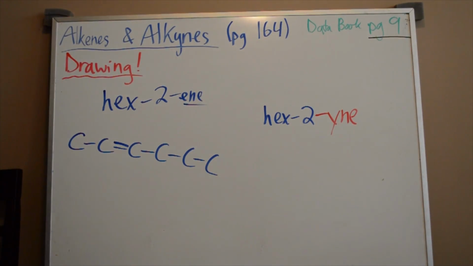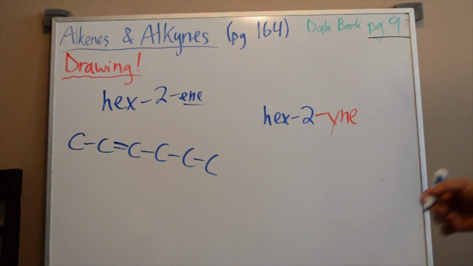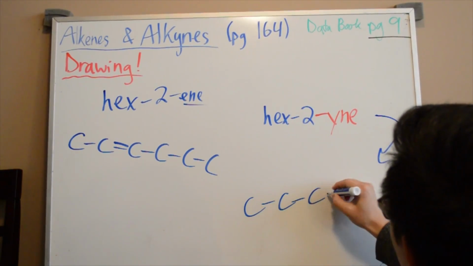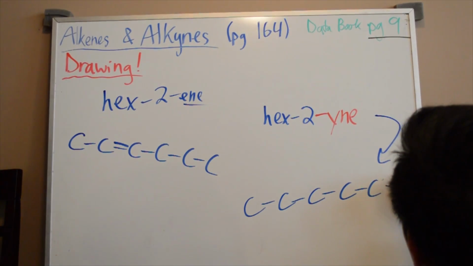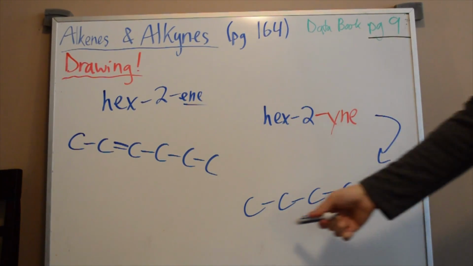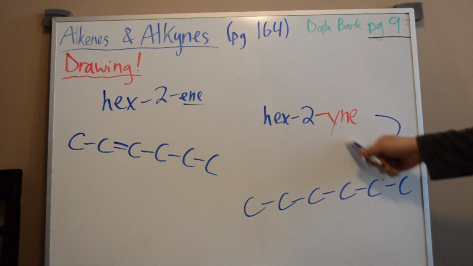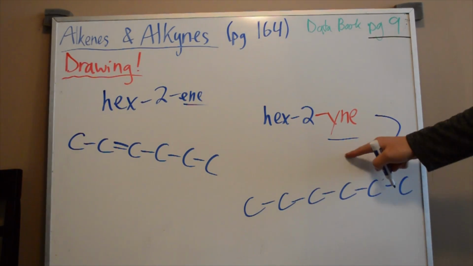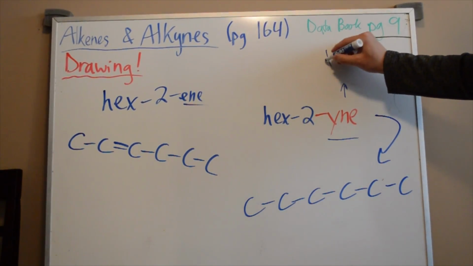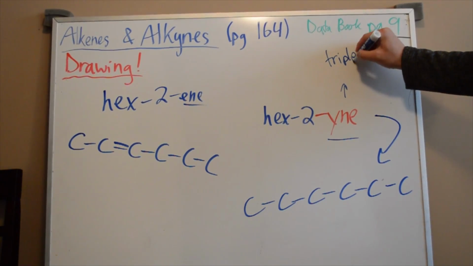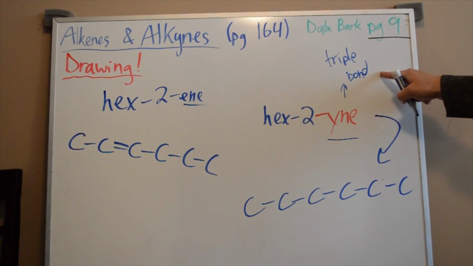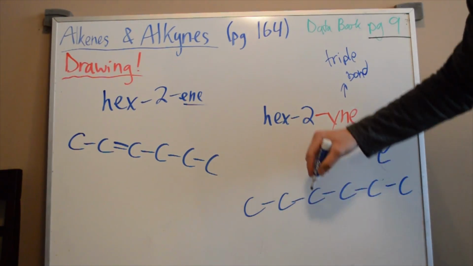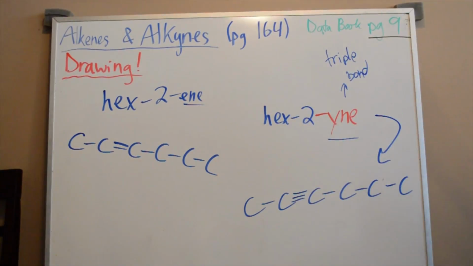What about hex-2-yne? Hex-2-yne is going to look like this. 1, 2, 3, 4, 5, 6 carbons like that. That's the hex part of the name. 2-yne, all right. From the beginning of the video, you should remember that yne means we have a triple bond. Where? On the second carbon, starting from the second carbon. 1, 2, there, like this, and 1, 2, 3.